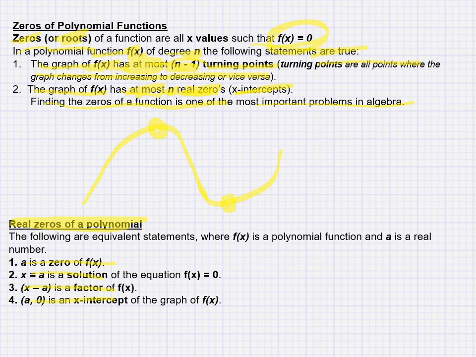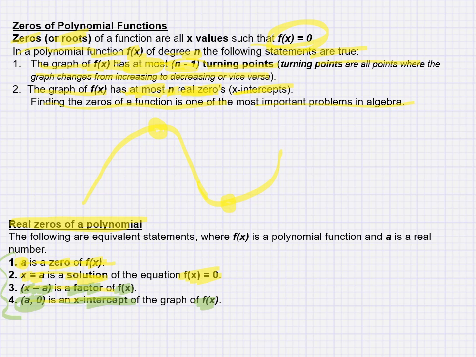So here, this value a is a 0 of some function, f of x, okay? That's the same thing as saying x equals a is a solution to the equation f of x equals 0, which is the same thing as saying x minus a is a factor of that function f of x, which is the same thing as saying a comma 0, that point, is the x-intercept for f of x. So all four of these things are exactly the same thing, just saying it in different ways.